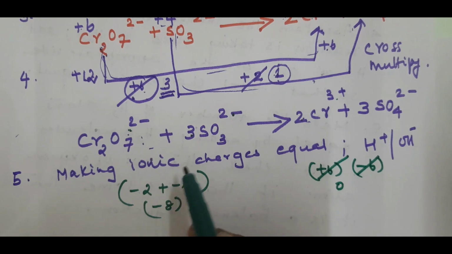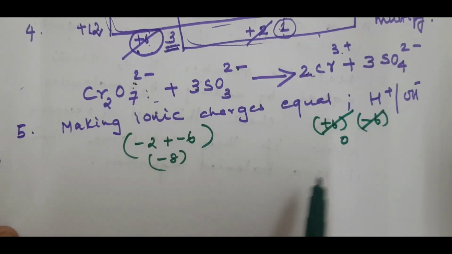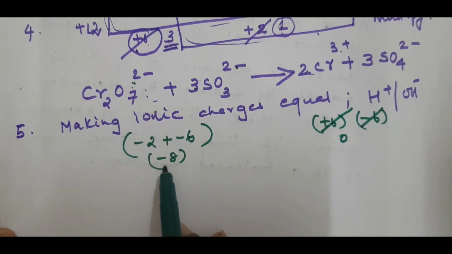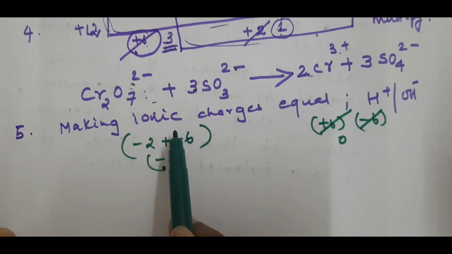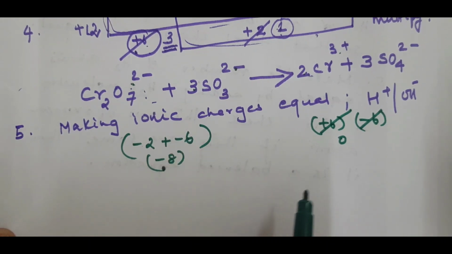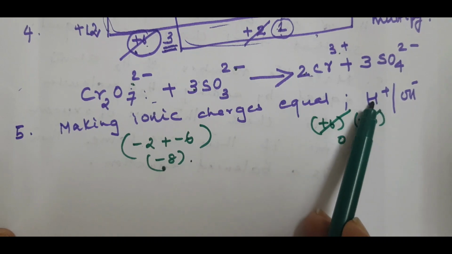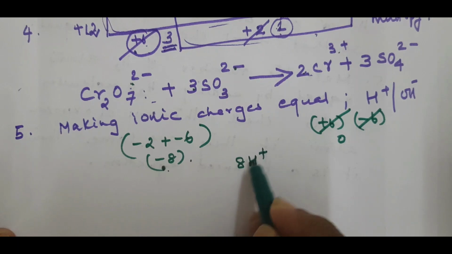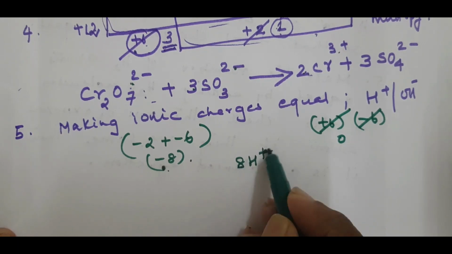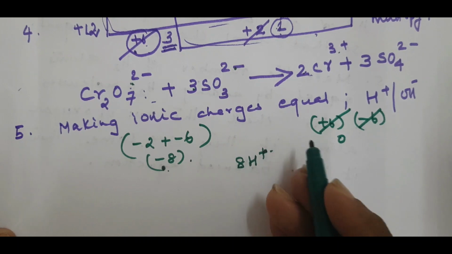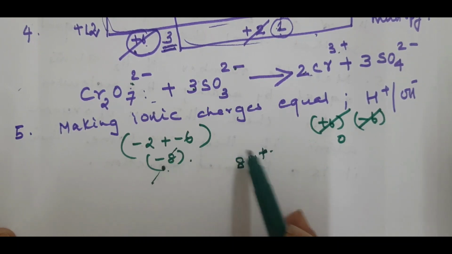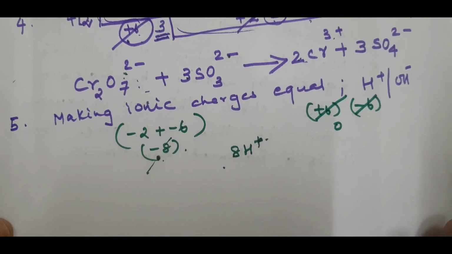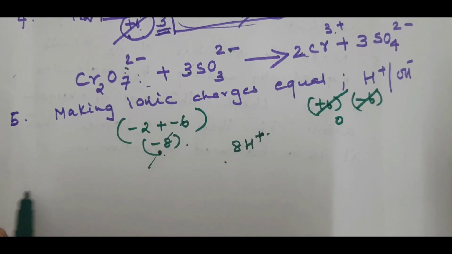Here on the LHS the charge is minus 8 and on the RHS it is 0. Now how will you make it equal? Since it is an acidic medium, you have to put H plus, 8 H plus, that means plus 8. So plus 8 on the reactant side, so that minus 8 and plus 8 cancel, and in both cases 0 is there. Clear?